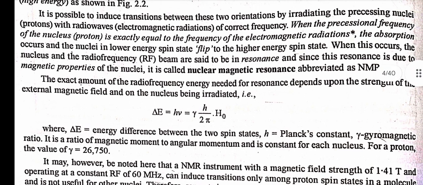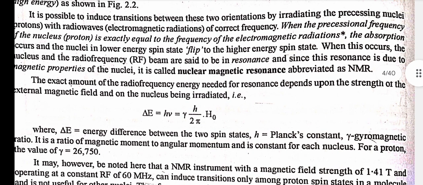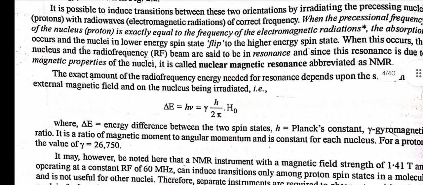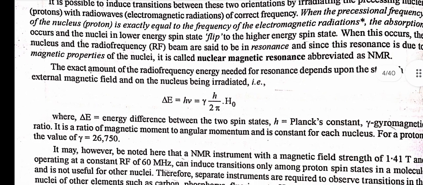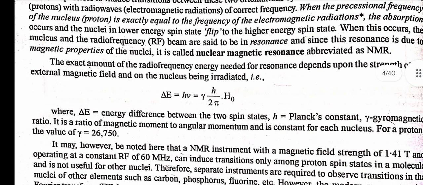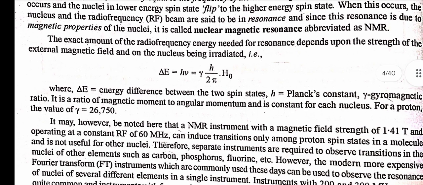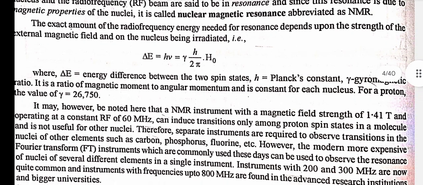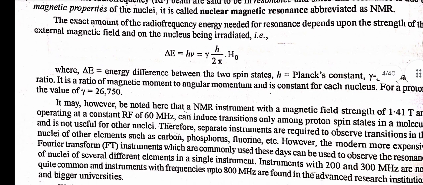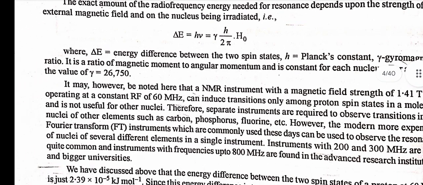The exact amount of the radio frequency energy needed for resonance depends upon the strength of the external magnetic field and on the nucleus being irradiated. ΔE = hν = γh/2π · H0, where ΔE is the energy difference between the two spin states, h is Planck's constant, and γ is the gyromagnetic ratio. It is the ratio of magnetic moment to angular momentum and is constant for each nucleus. For a proton, the value of gamma is 26750.